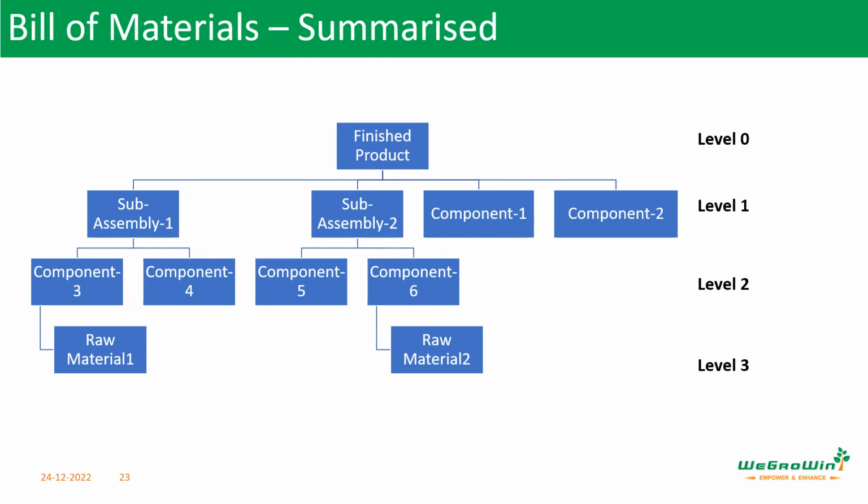And then there is another requirement that I don't want to see all the levels. I want to see finally what are the materials which are required to produce this product as a summarized view. That is what I need. SAP has given the option for that also.